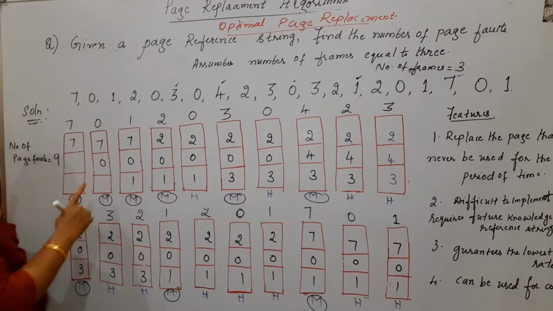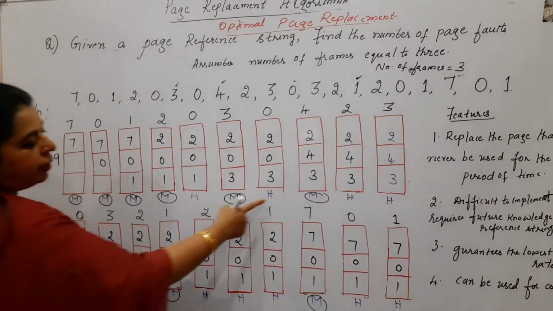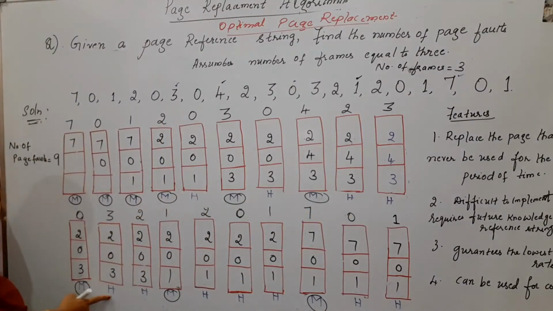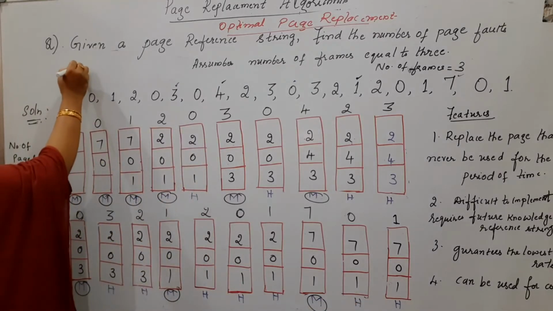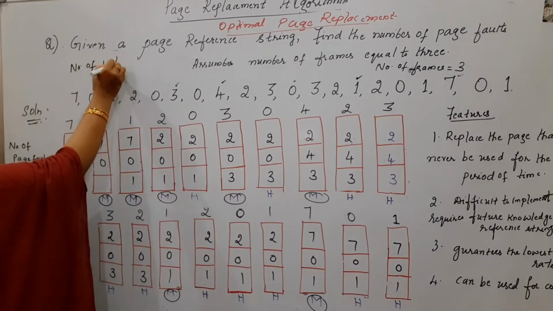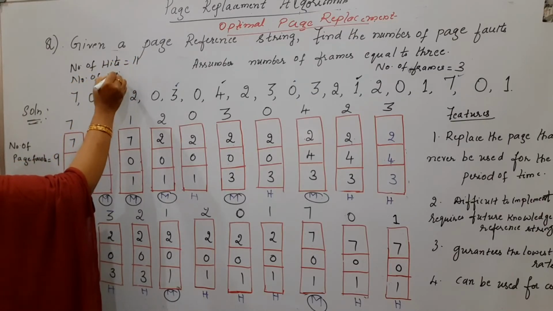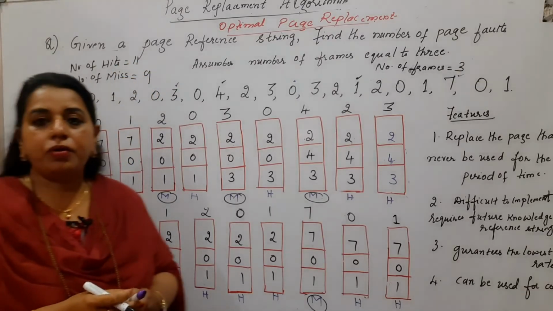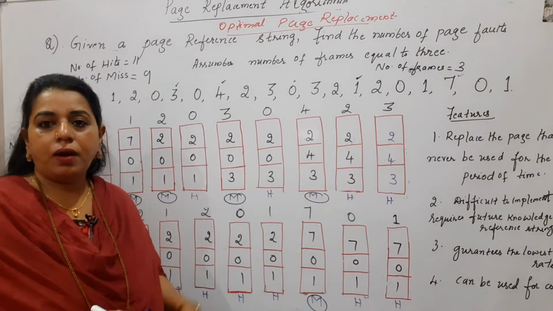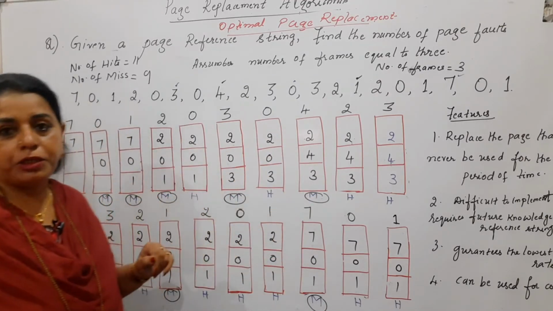And what about the hit ratio and miss ratio? You can easily calculate. The number of hits is how many? 1, 2, 3, 4, 5, 6, 7, 8, 9, 10, 11. The number of hits is 11. And the number of misses is definitely the number of page faults only. It is 9. 11 plus 9, totally it should come to 20. So this is what we have seen here. Out of the 20 page numbers appearing in the string, we got 9 page faults.